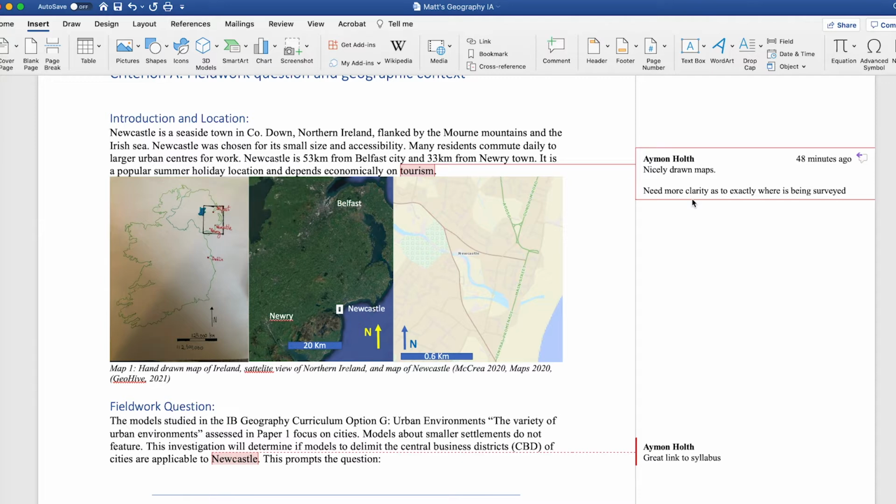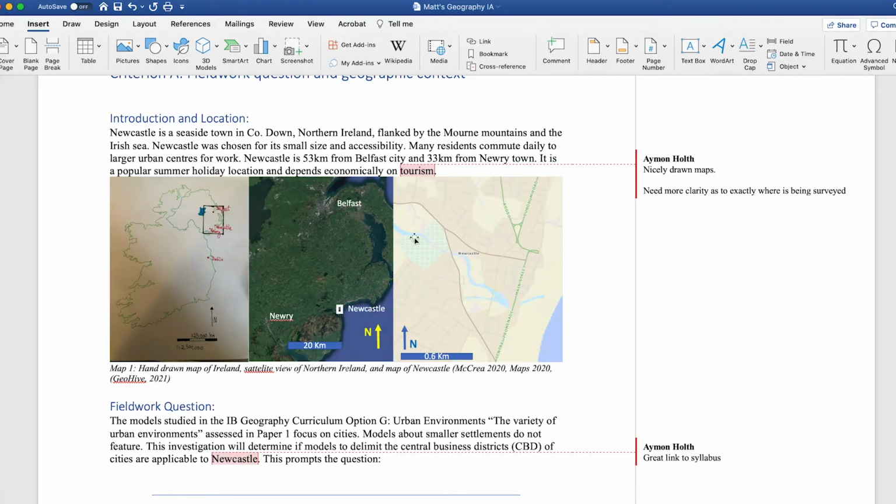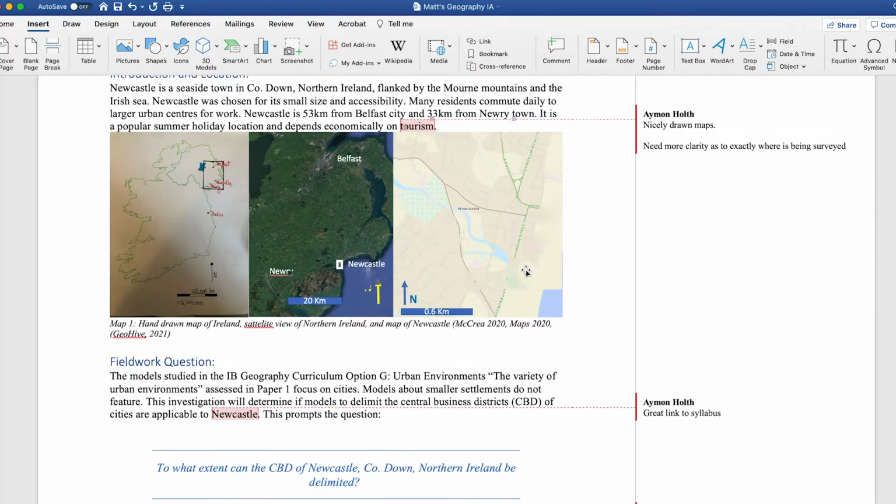And also, I would like some more clarity as to where exactly in this region you're surveying. It's part of your IA. Later on, it's obvious that it's going to be this small strip here. But as of right now, I have no idea of the significance of this map. What is this map? Why is it important to me? So I would definitely just highlight exactly where your IA is being carried out to make it obvious and clear as to the location of your IA.